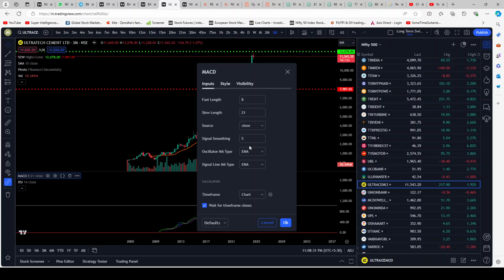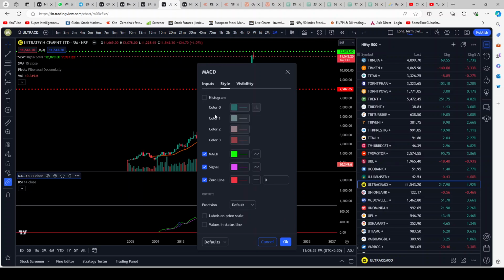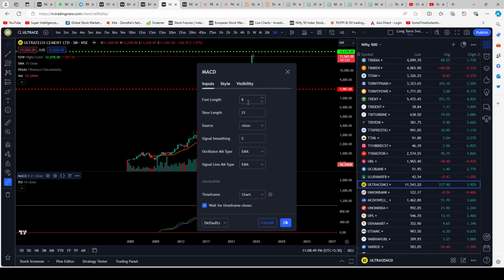So I'm using 8, 21, 5. My style settings are: histograms, I don't use. MACD is fluorescent green, signal is purple, and zero line is red. And I have saved that as default. So every time I click on this, it comes up like this. These are the main settings, 8, 21, and 5. Make sure it's on that.